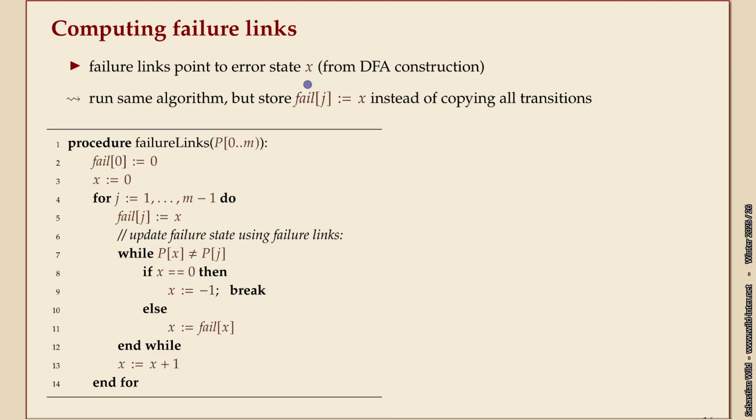Basically, you simulate, again leaving off the first character, where you would have gone, to what state you would have gone with the prefix one shorter. And now, instead of copying the outgoing transitions of this state x, you insert a failure link to that state x. And that's all. Maybe we can do a short example instead of diving through the code.